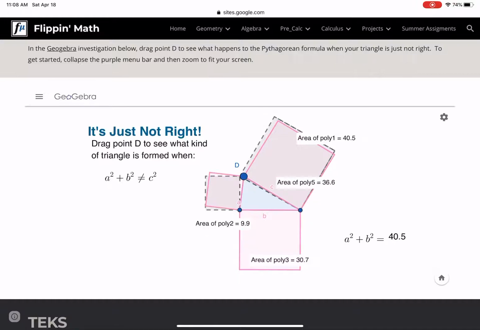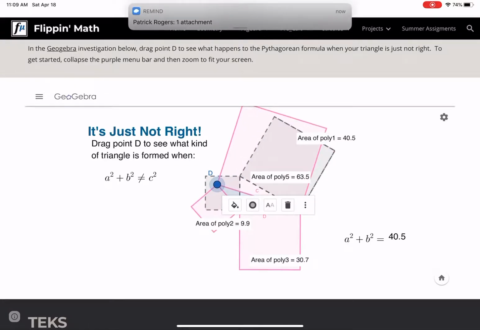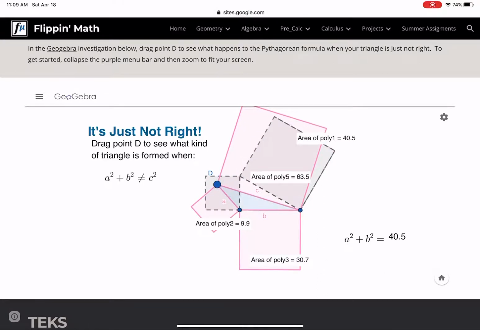Now, whenever I move this big dot for D, you can see that it changes the area of polygon 5. That's the only thing it changes. It changes the type of triangle that I have when I use the lengths A, B, and C. So over here to the left, when I move it, I have an obtuse triangle, obviously an obtuse triangle. And now compare these lengths, compare these squares.